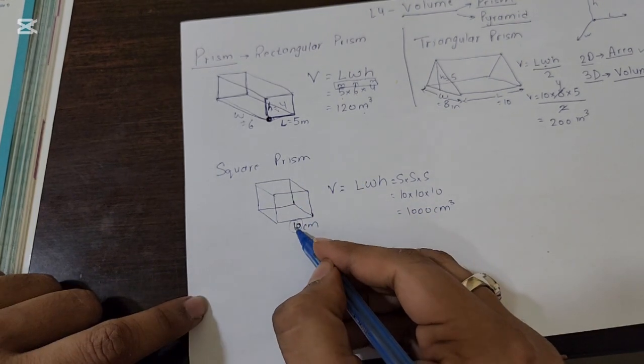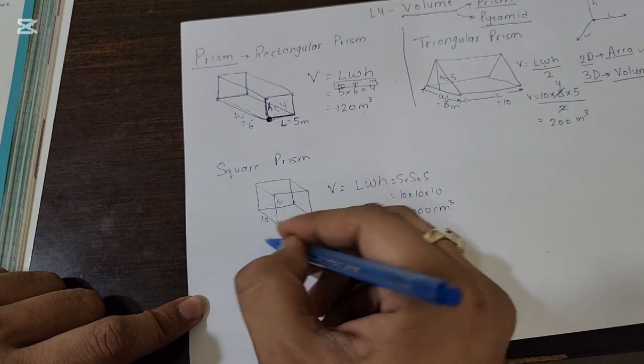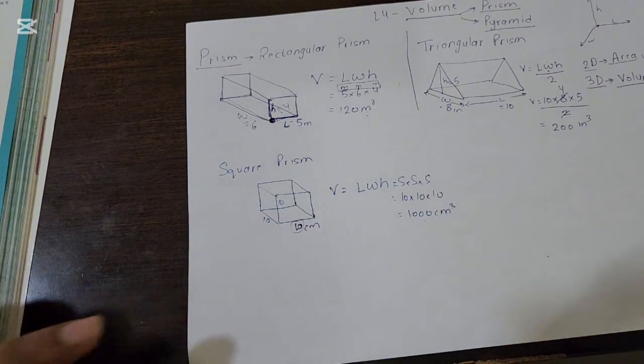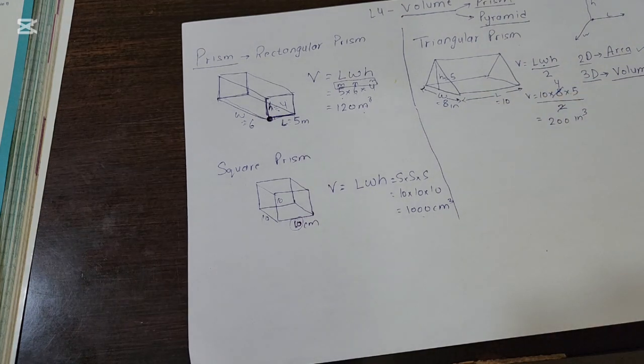If he tells you this is 10, yani the length is also 10, the width is also 10, the height is also 10. So you multiply all three of them and you get the volume. Okay, so this was about the prism.